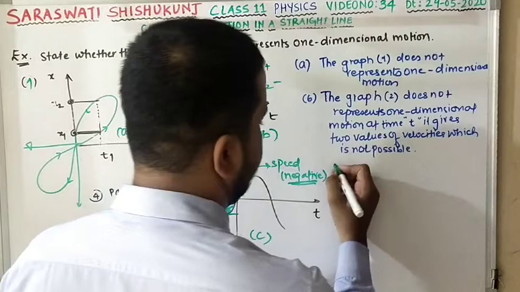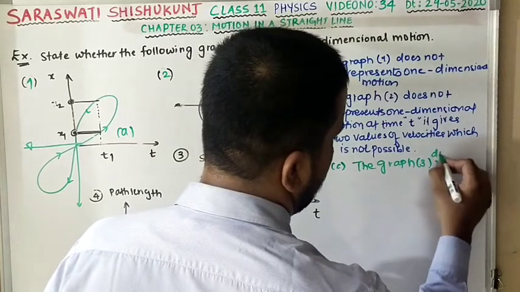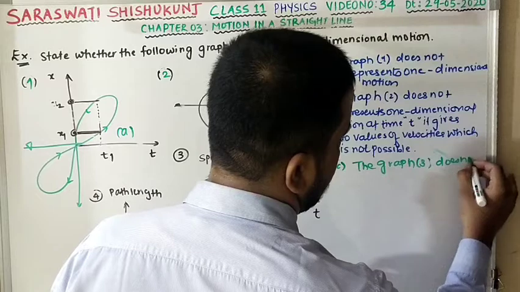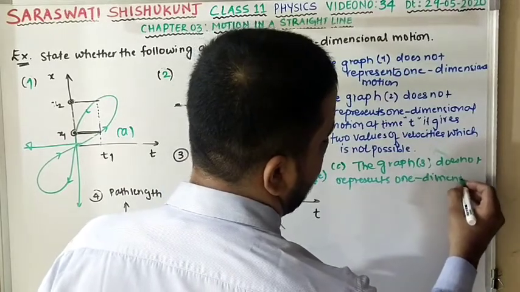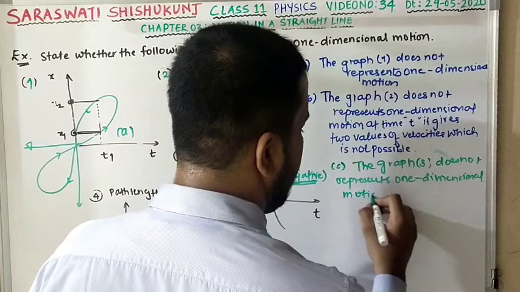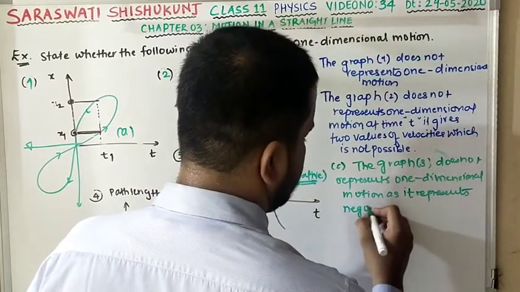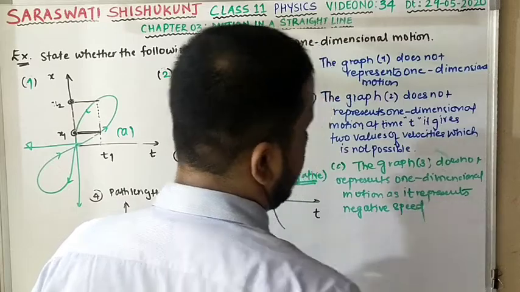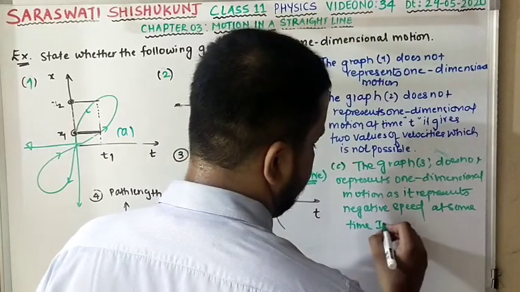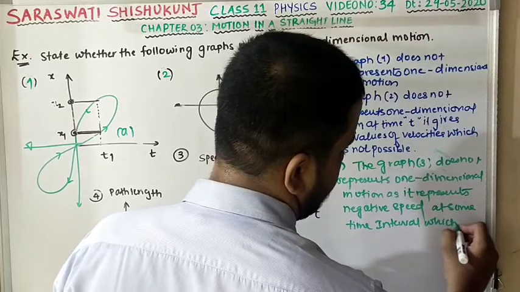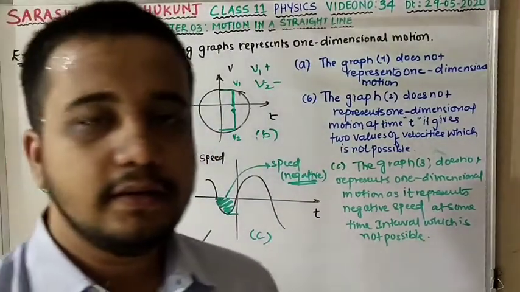So for the third you can say that graph 3 does not represent one-dimensional motion as it represents negative speed at some time interval, which is not possible. Till this clear? 100%. Now let us check the fourth graph.